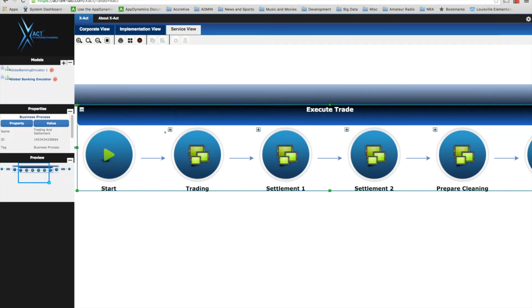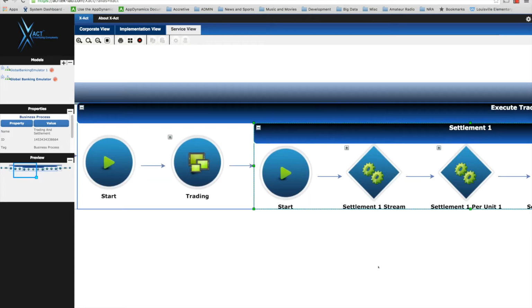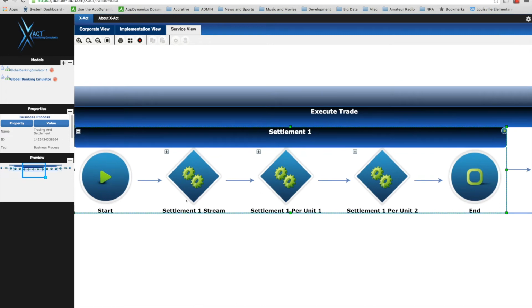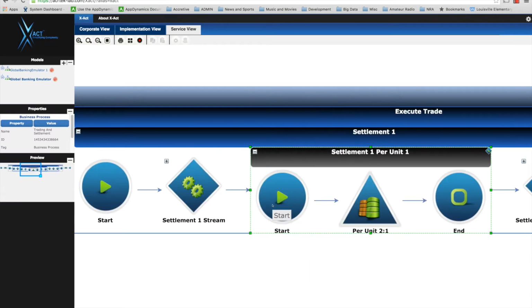If we select one of these and drill down into it, here we can see we have service tasks. In this case, there are 3 service tasks called Settlement 1 stream, Settlement 1 per unit 1, Settlement 1 per unit 2. And we can continue to drill down, and inside of that task we find a service activity.